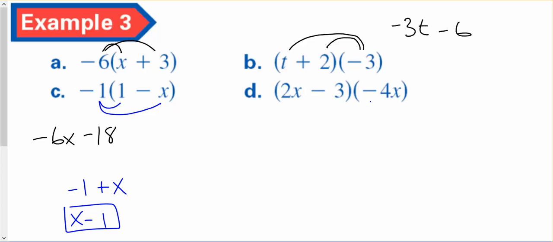And d, -4x times 2x makes -8x squared. -4x times -3 makes positive 12x.